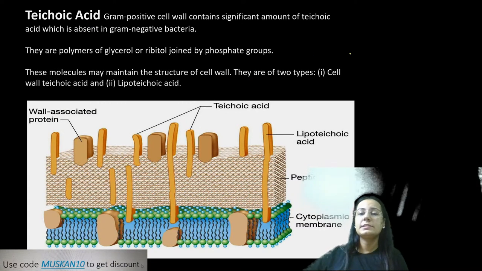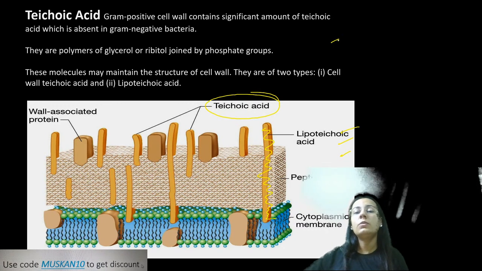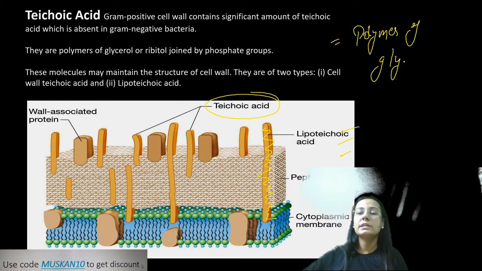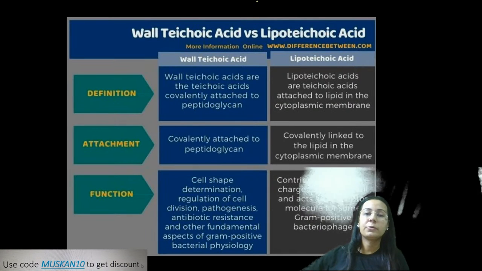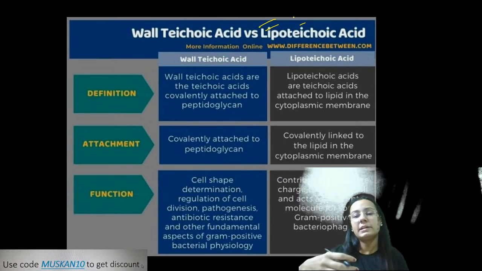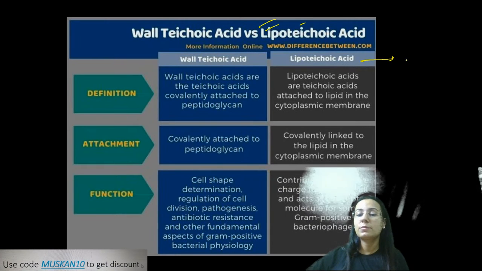Now, teichoic acid we have seen, that is the lipoteichoic acid and the cell wall teichoic acid. Lipoteichoic acid extends up to the cell membrane, whereas cell wall teichoic acid is present on the cell wall. What we have to remember is that they are polymers of glycerol or ribitol. The difference between cell wall teichoic and lipoteichoic is not that important, but one is present on the surface, the other extends up to the cytoplasmic membrane. Lipoteichoic acid is responsible for the negative charge of the cell wall.